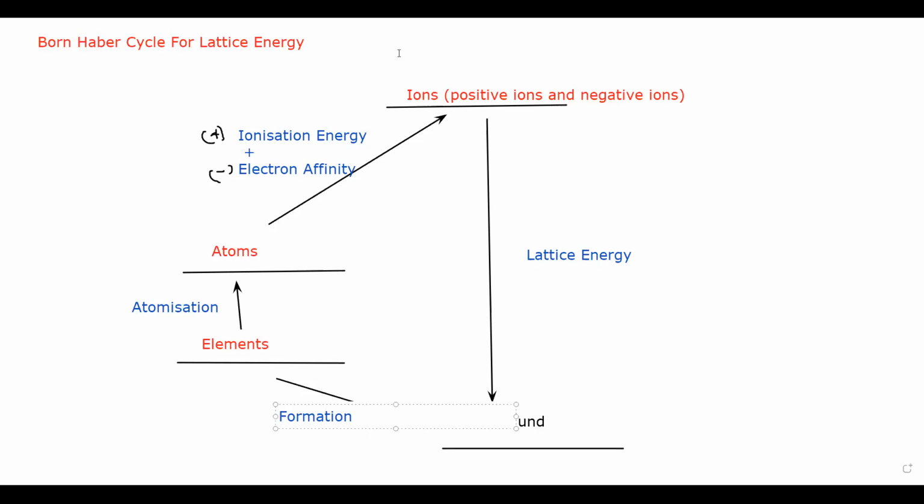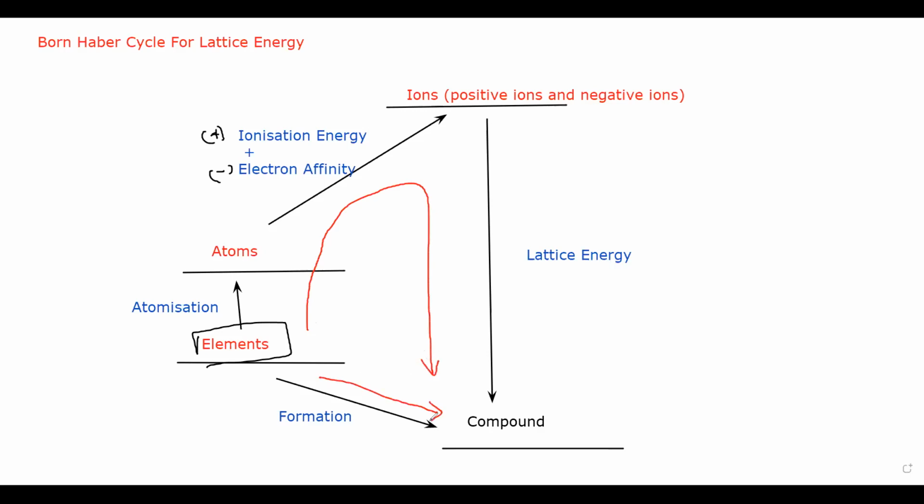So this is known as a Born-Haber cycle. In a Born-Haber cycle, you have element, you have atoms, you have ions, you have compound. Basically, what it says is the overall energy change is the same. If we add atomization with ionization, affinity, and lattice energy, that's route one. If we follow route one and add all these energies, it will be the same as elements directly forming the compound.